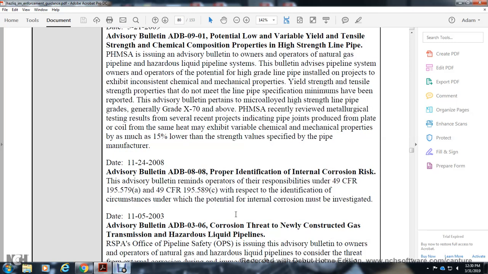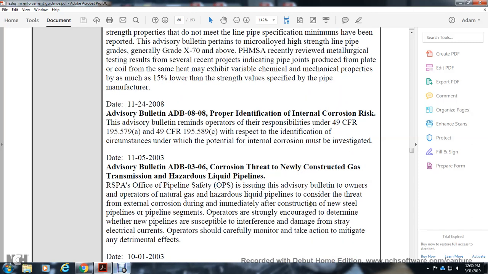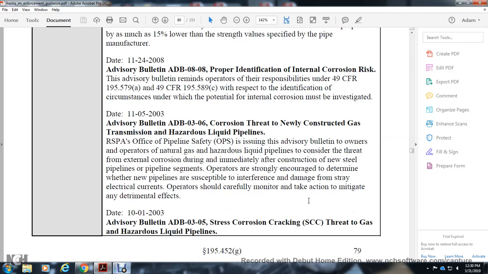Advisory bulletin: properly mitigating internal corrosion risk. The advisory bulletin reminds operators that they are responsible under Title 49 195.579(a) and Title 49 195.589(c), where the respective identification circumstances of the potential internal corrosion must be investigated. Corrosion threat with the newly constructed gathering lines of the transmission of the hazardous liquid pipeline.